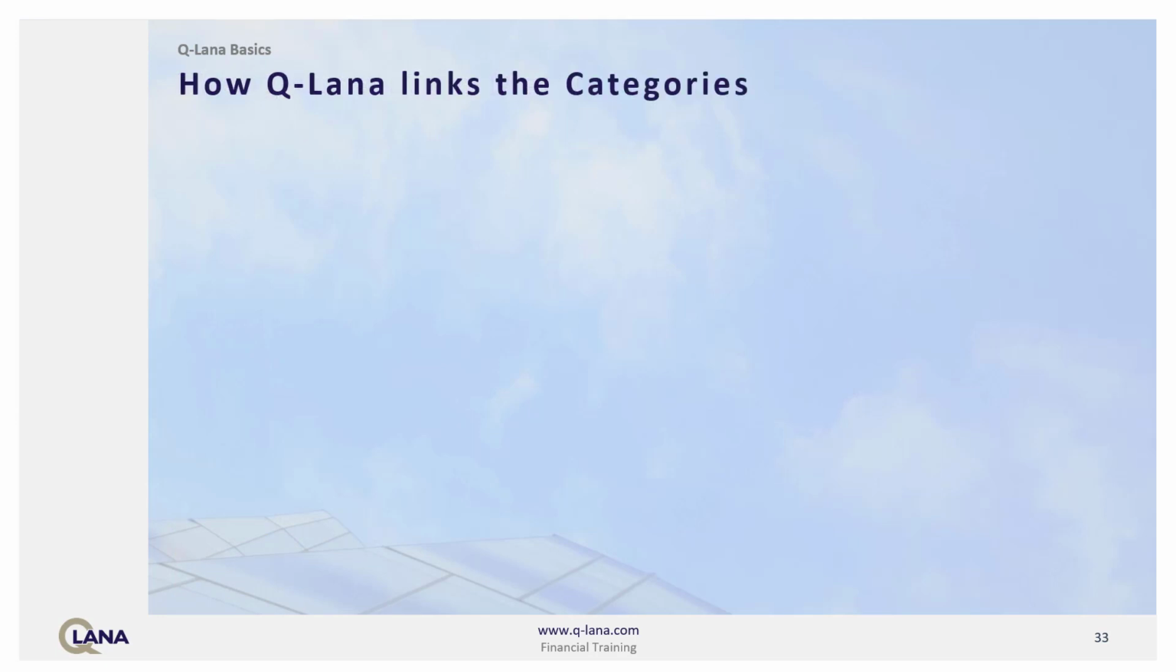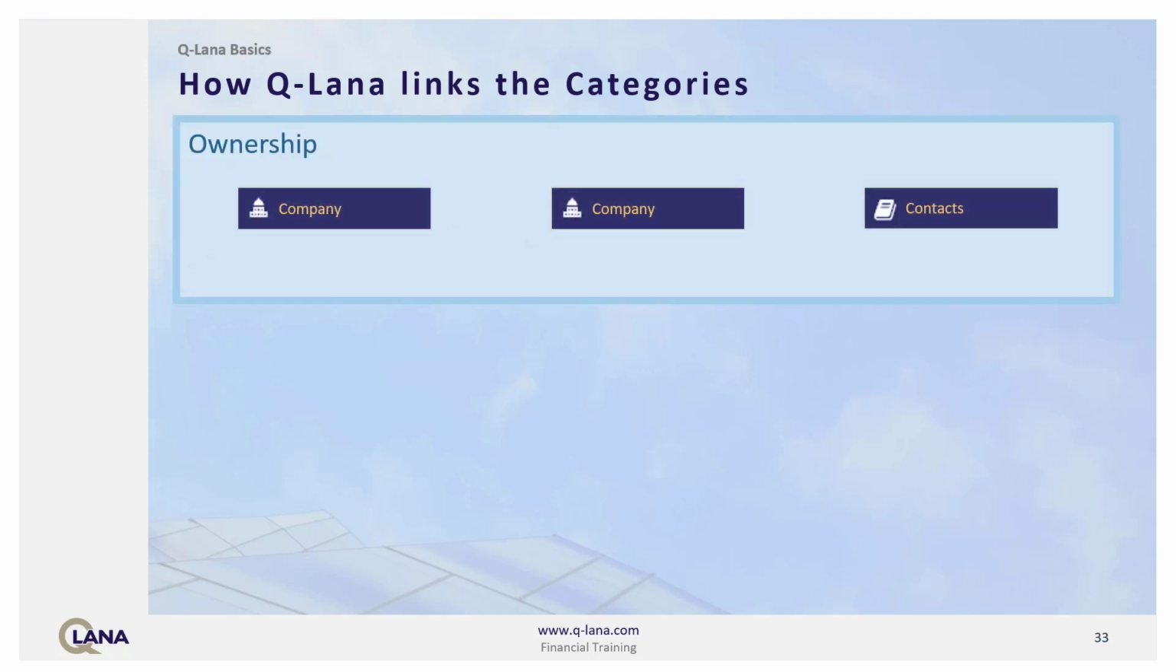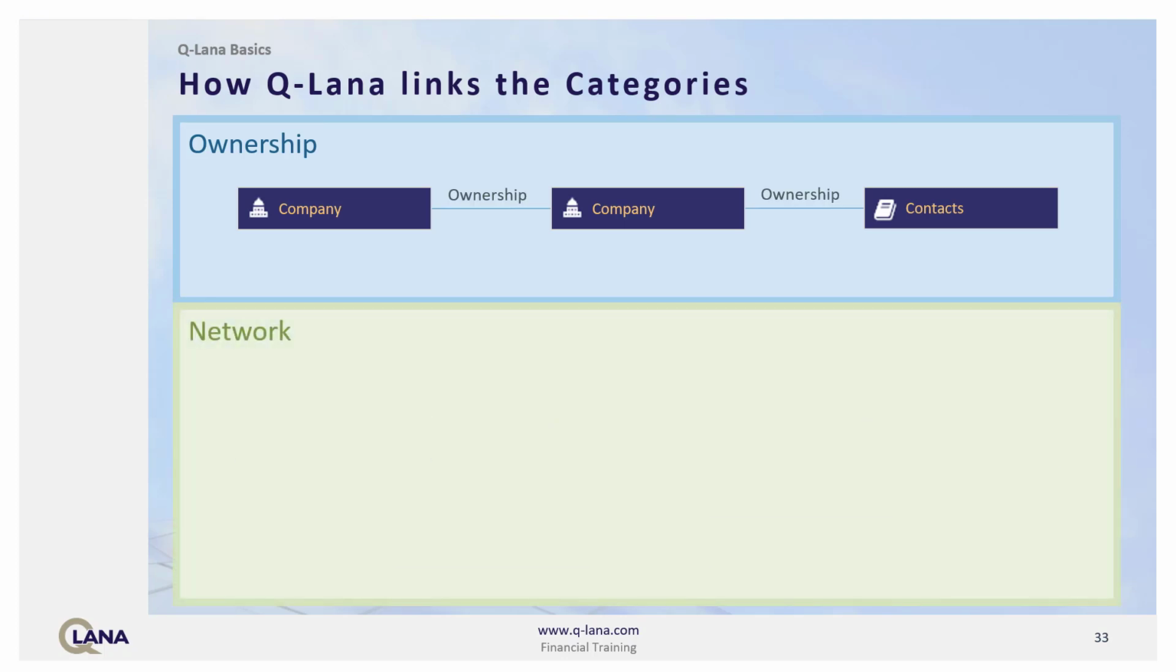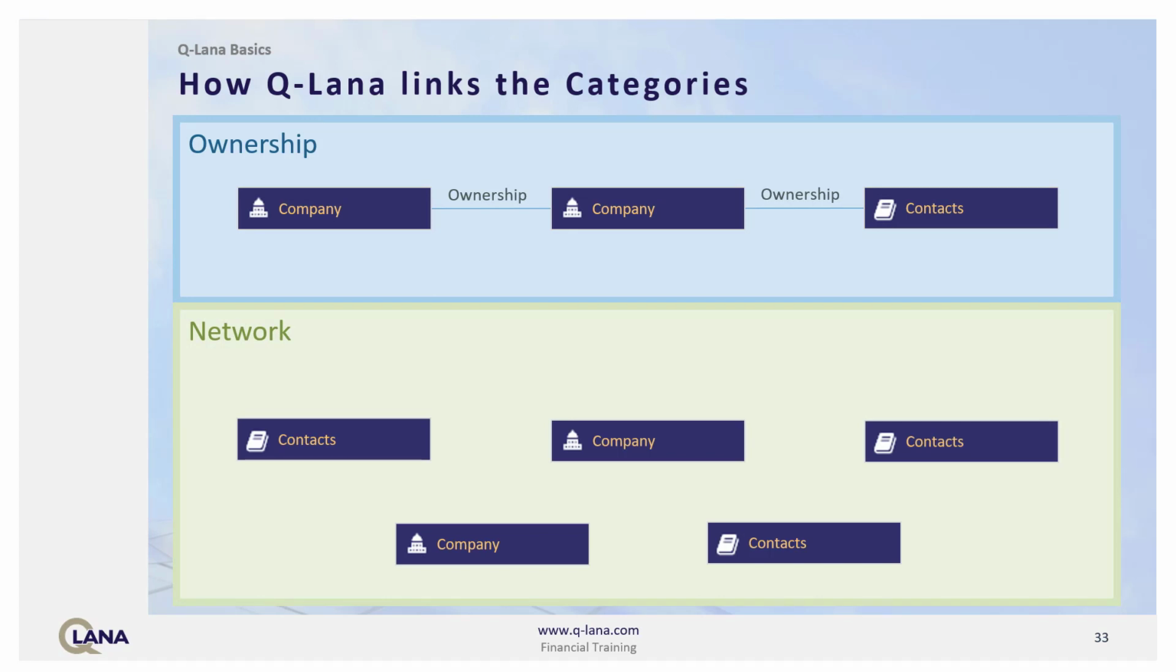One of the key benefits of QLana is the ability to link information within the system and thereby creating an own network of information. For example, QLana links the various categories, including companies and contacts. You can link companies by ownership, but you can also link companies within the network with other contacts and companies based on family or business relationships. This can be relationships such as exporters, suppliers, clients, or even competitors.